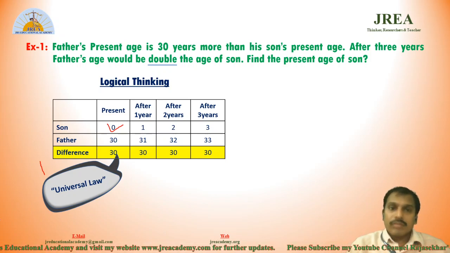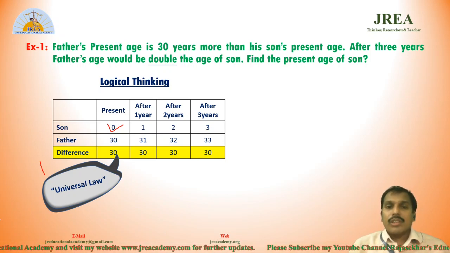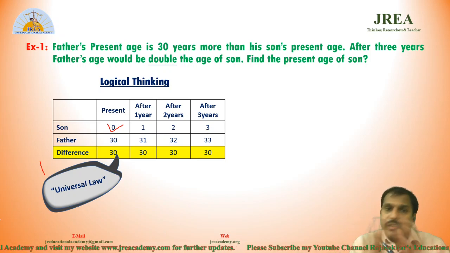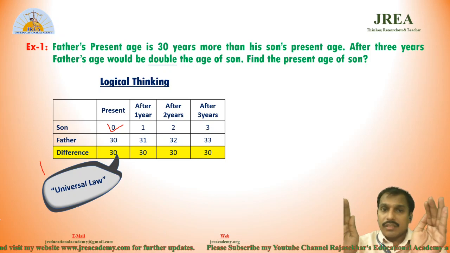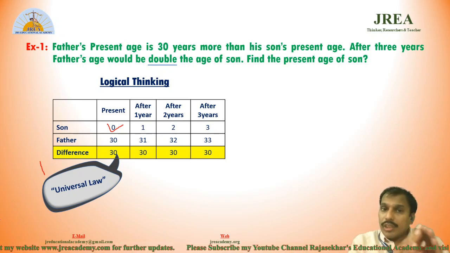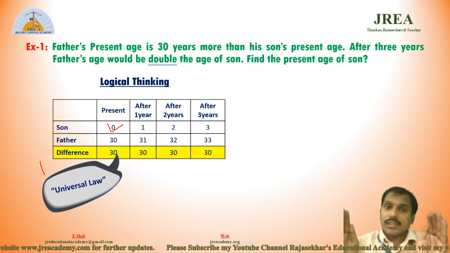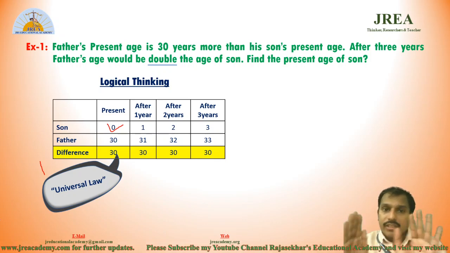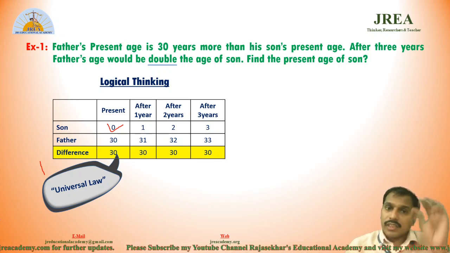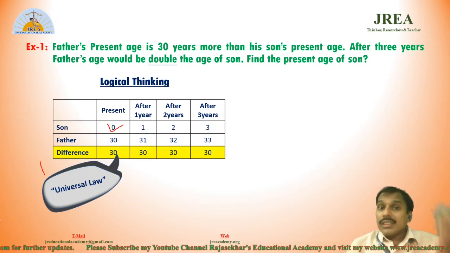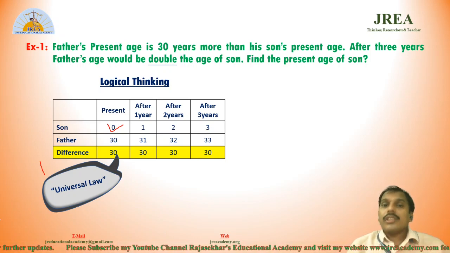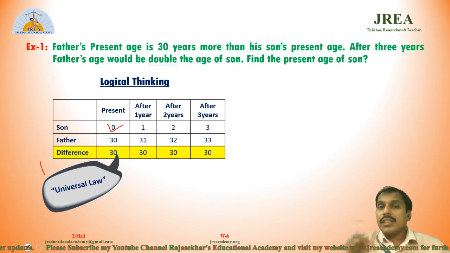Once again I am giving an example. Suppose the son's age is 10 years, the father's age is 40, because the difference is 30. If the son's age is 20, the father's age is 50, the difference is 30. The difference doesn't change. If the son's age is 30, the father's age is 60, the difference is 30. If the son's age is 40, the father's age is 70, the difference is 30 again.